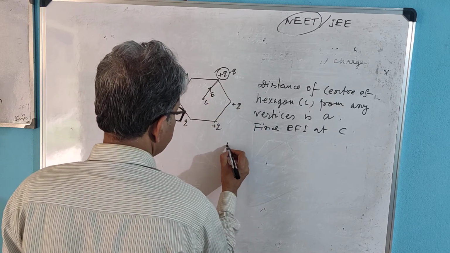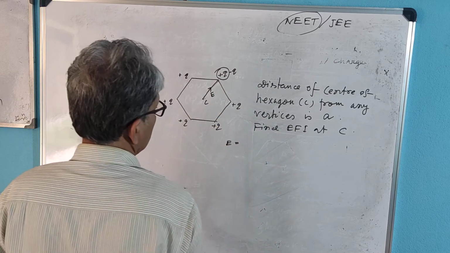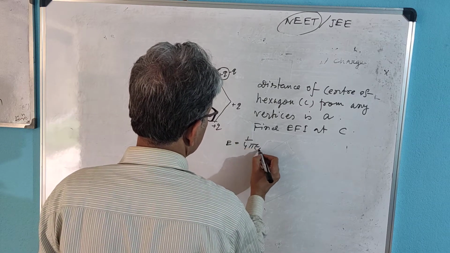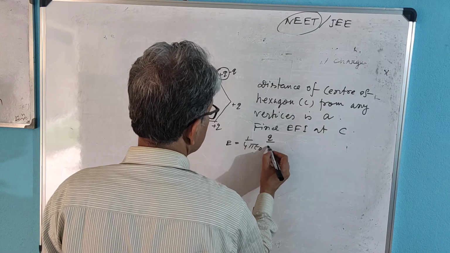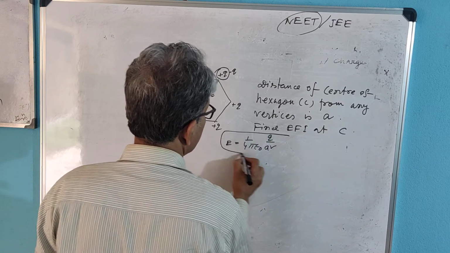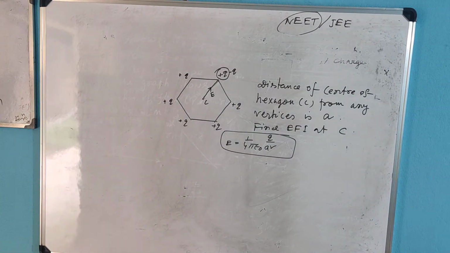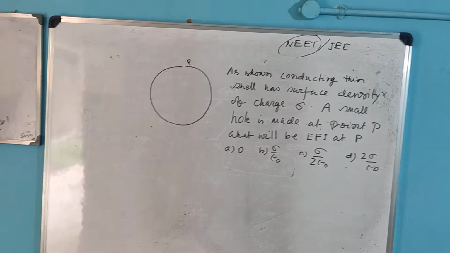What is the electric field? 1/4 pi epsilon 0, Q divided by a square. This is the answer. It is time to go to another similar problem.